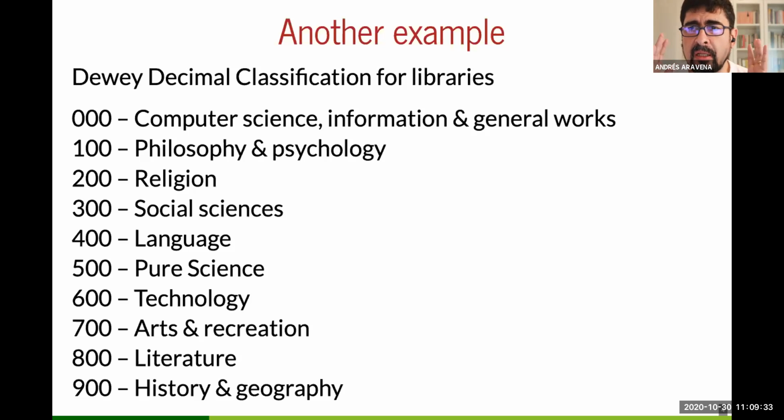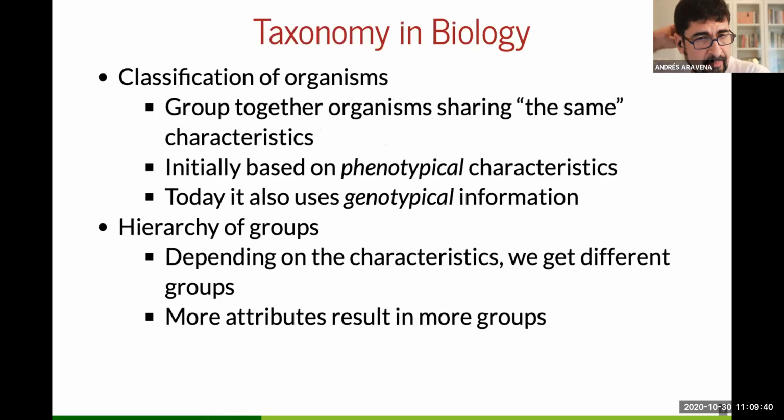And the point is that you can have taxonomy beyond biology. You can have it for books. You can have it for ideas. But in biology, taxonomy essentially means that we are grouping together things that have, in quotation marks, the same category.